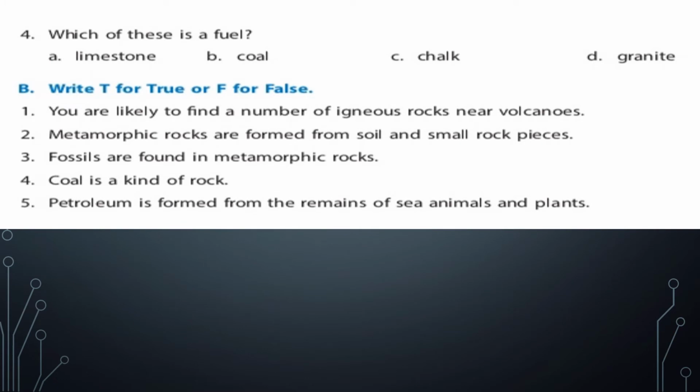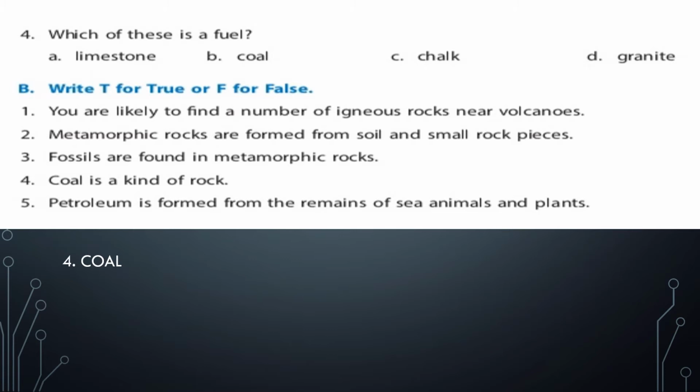Fourth question is, which of these is a fuel? There are 4 options: limestone, coal, chalk and granite. Which of these is a fuel? Yes, coal is a fuel.